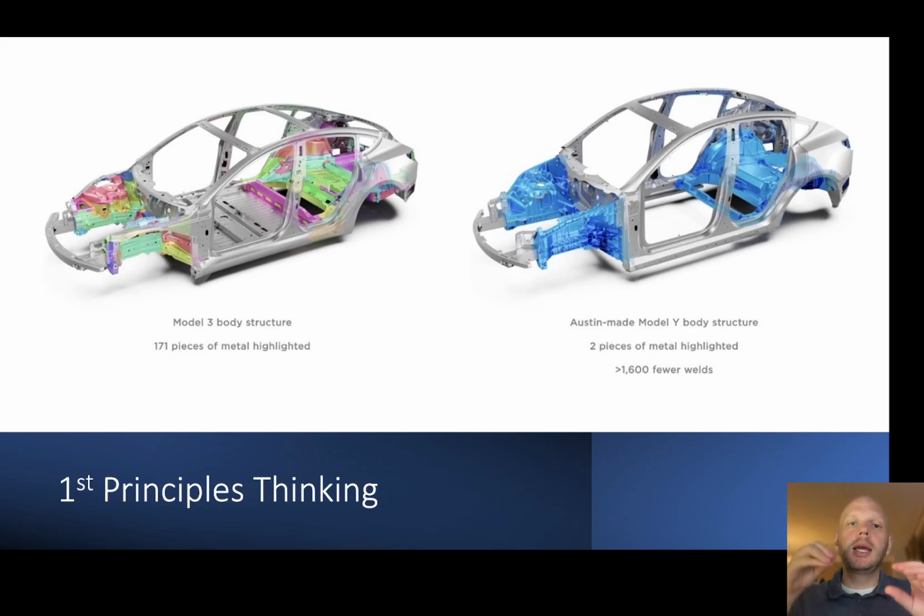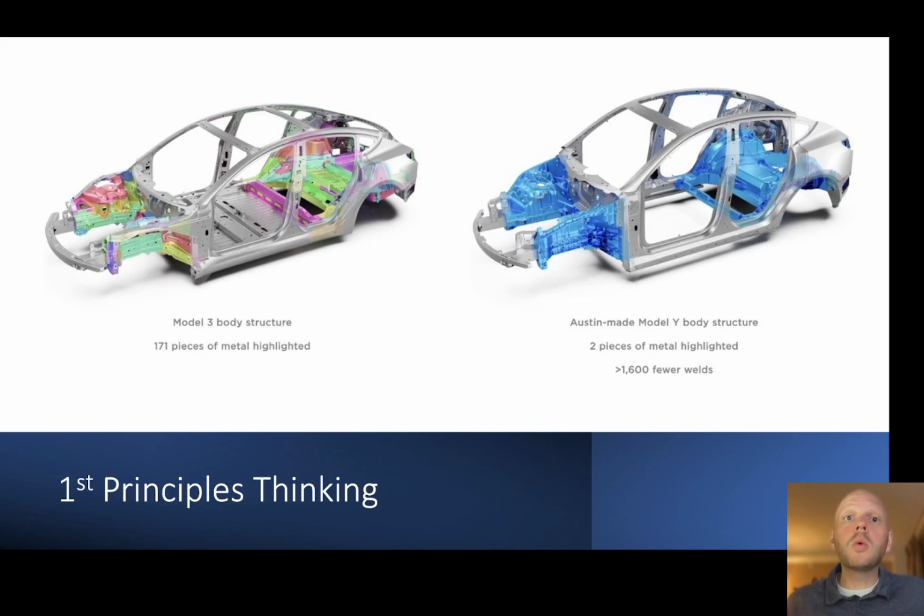So they asked the question, can we use die casting, which is what basically you take melted metal, molten metal, and you high pressure shoot it into these molds that are pressed together really hard, and it fills the void, just like shooting plastic into this mold would work. Use die casting to do it with metal. So they said, could we use die casting to actually create the front and the back of a Model Y, which is their SUV crossover vehicle? And the answer was no.